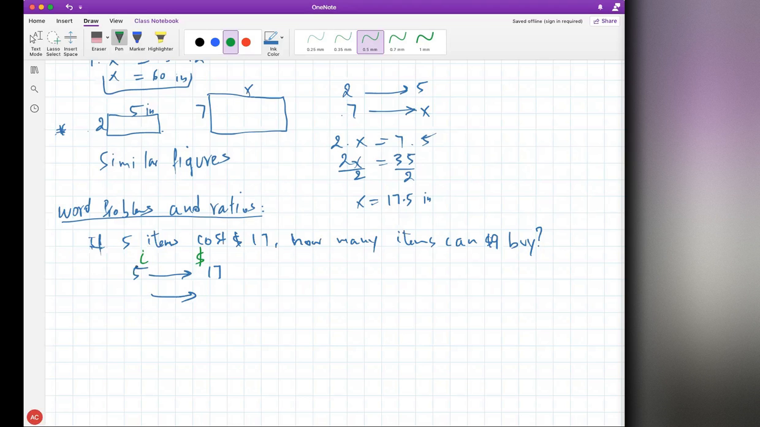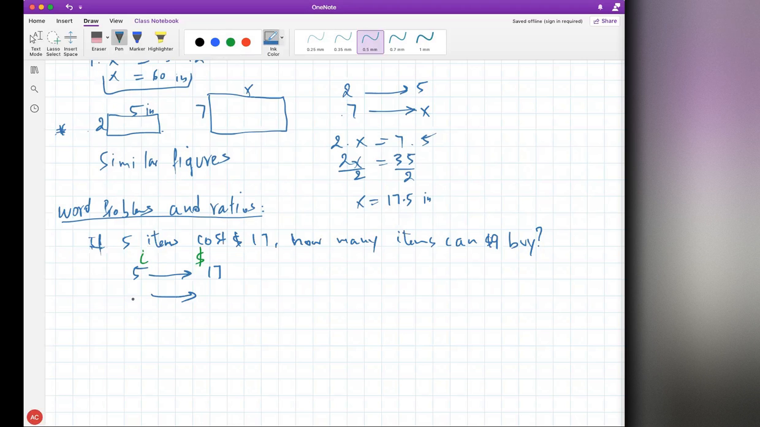If you want to start with dollars, that's fine, but you've got to do the other one also, dollars to items. Here, for example, if you want to do 2 to 7, you have to do 5 to X. You can't do 2 to 7 and do X to 5. It's going to be mixed up. Do it in the same direction. For example, this to this, this to this, or 2 to 7, 5 to X, and so on.